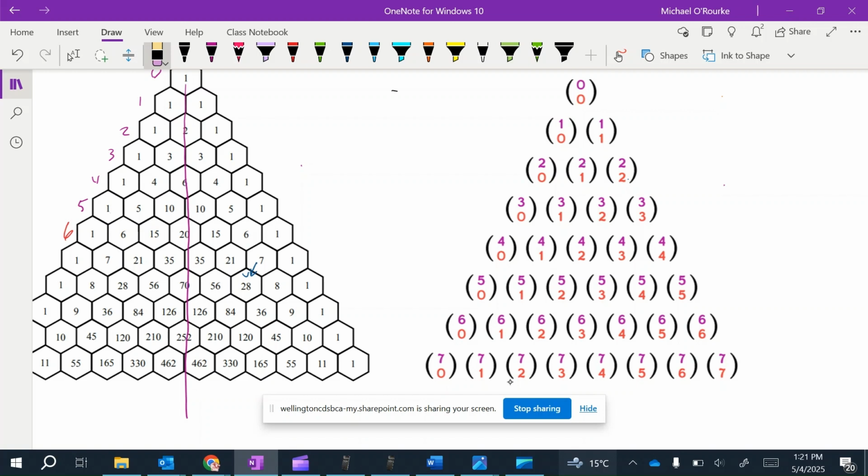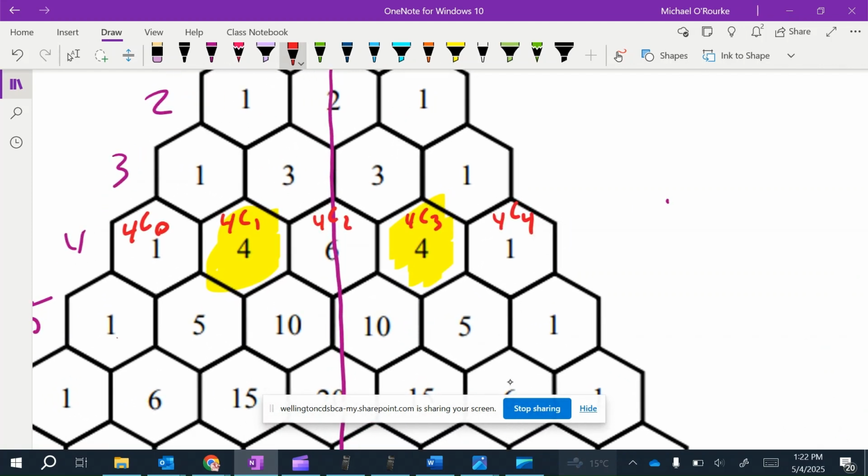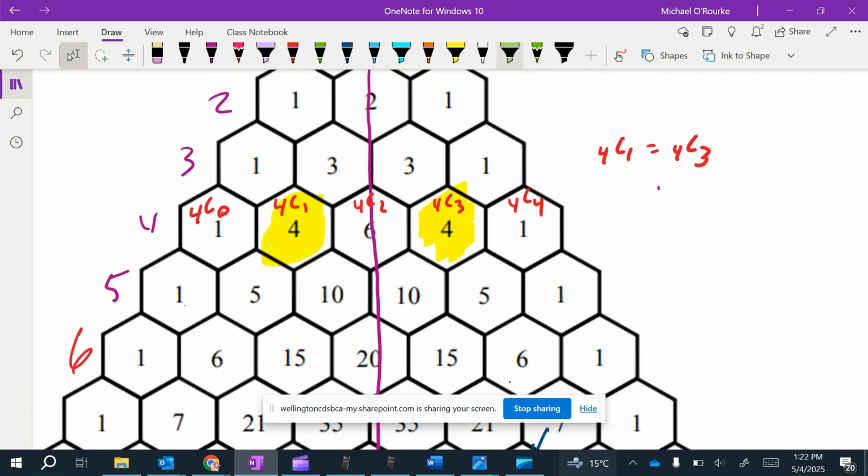Because if we take a look here, let's go to this one, right here. This will be super easy. So 4 and a 4 on this side. Now if you look here, this would be 4C0, 4C1, 4C2, 4C3, 4C4. That's what that line would look like. Now if I told you 4C1 equals 4C3, okay, take a look and see if you can connect these numbers here.